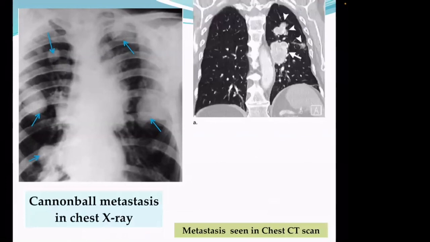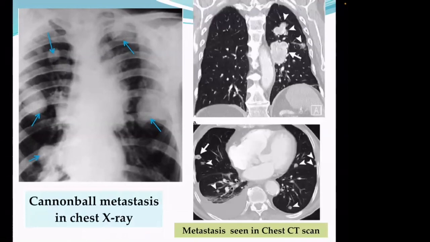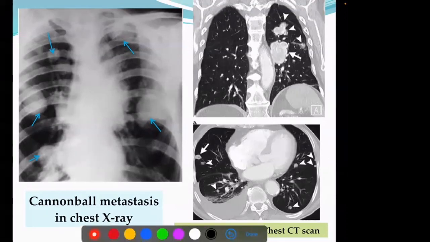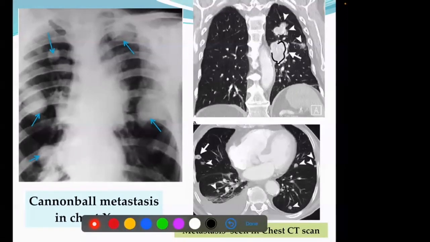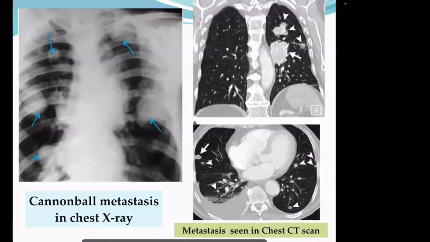See the chest CT in different views, axial view and coronal view. You can see the hyperdense shadow in the left lung. So by doing a CT scan chest or X-ray chest, you can know about the metastasis. Better would be always a CT scan chest.